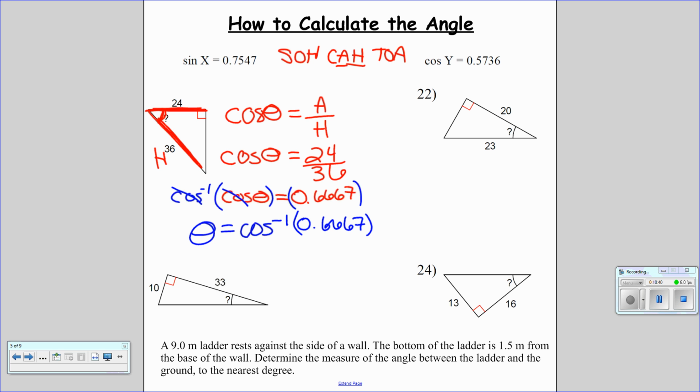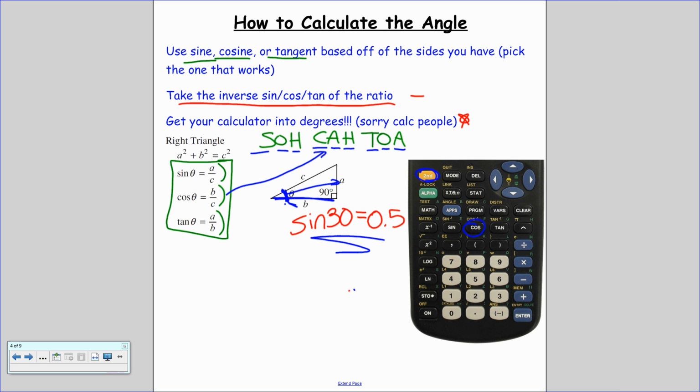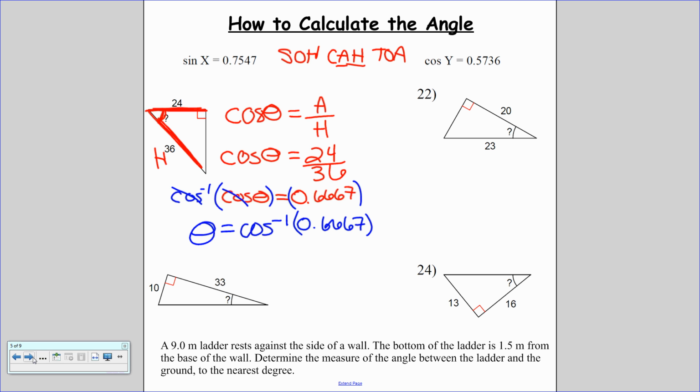Okay? Now, putting it in your calculator, you would do, and let me erase this. Okay? You're going to hit second cosine. That should give you the inverse cosine button. And then you're going to go in and hit 0.6667. Enter. Okay? And that should give you, let's see, inverse cosine should give you about 48. So your angle is about 48 degrees.